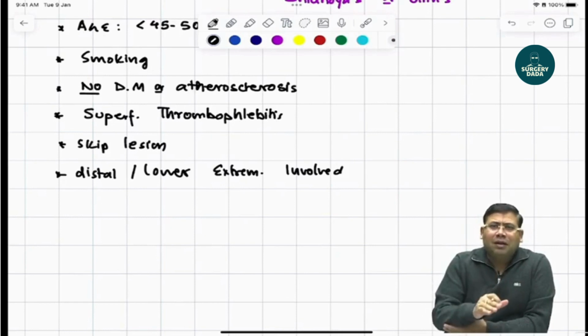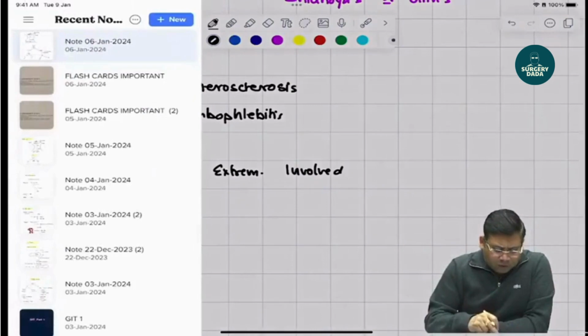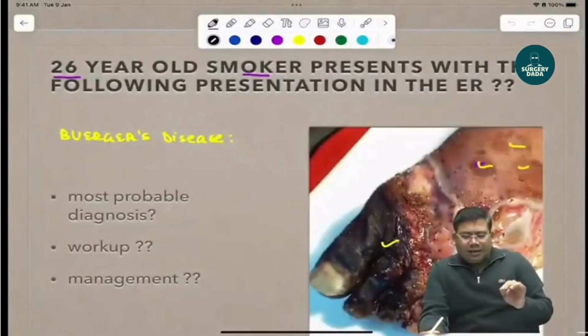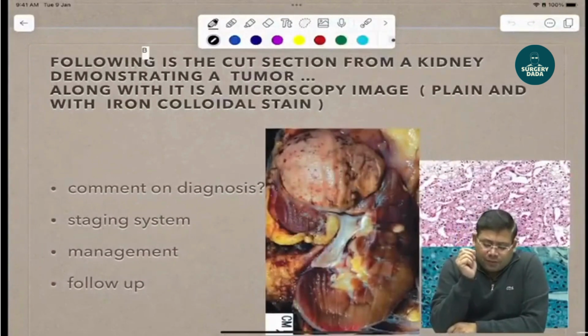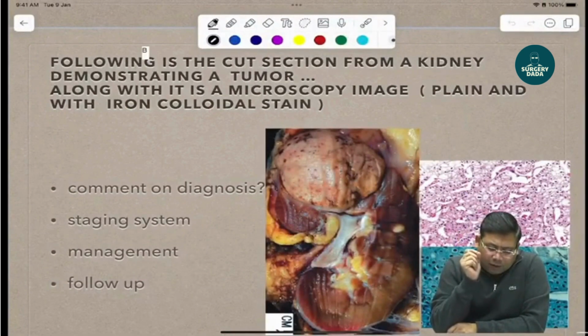All those things are there, but because of the skip lesions, we have limitations of management. So this is about this classical image of Burgess that we see. Next, following is a cut section from a kidney demonstrating a tumor.